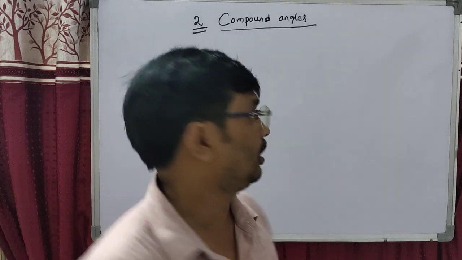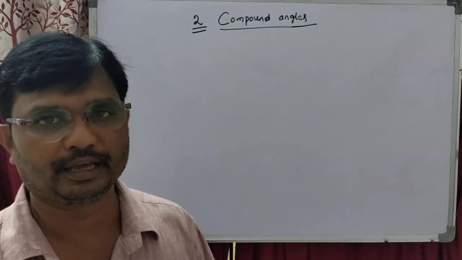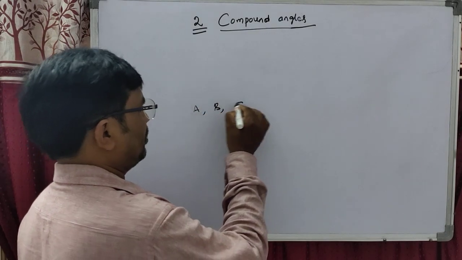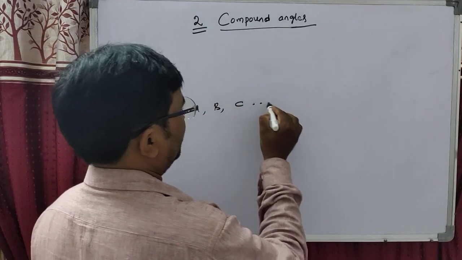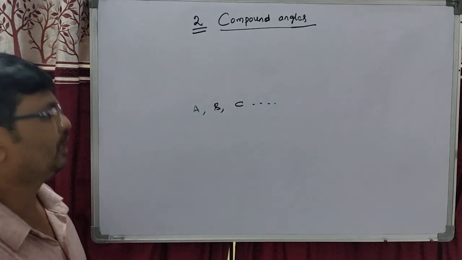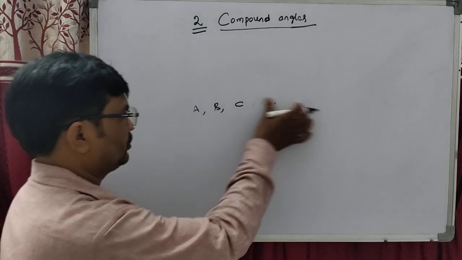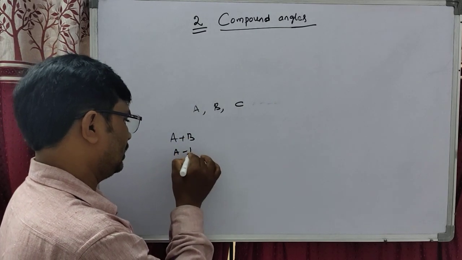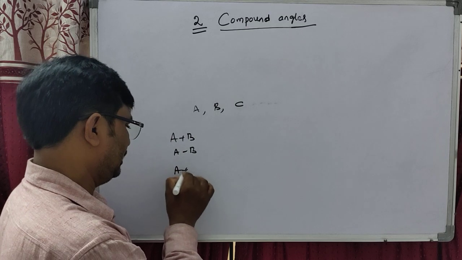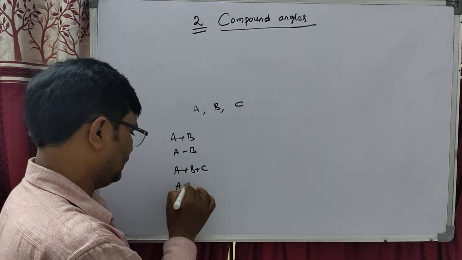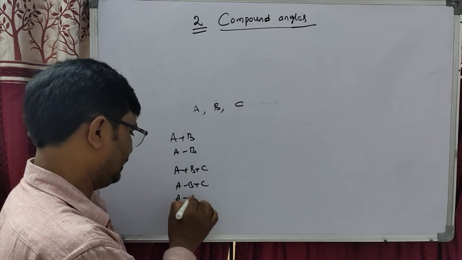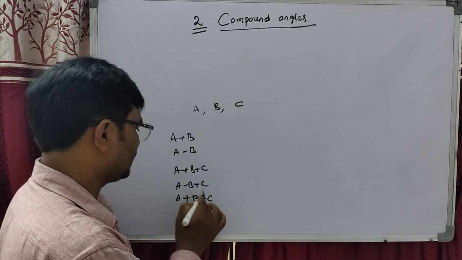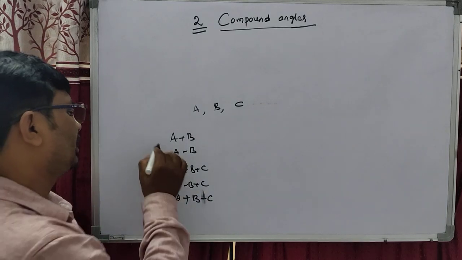My dear students, now the definition of the compound angle. Suppose, dear students, A, B, C and so on are angles. If A, B, C are three angles, we can take A plus B or A minus B, A plus B plus C, A minus B plus C. Dear students, these are all called compound angles.